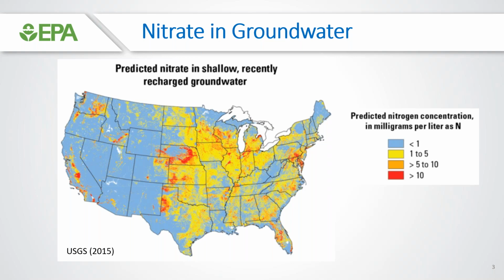So looking at nitrate occurrence, this is a map of predicted groundwater concentrations in shallow, recently recharged groundwaters. And the nitrate in orange is 5 to 10 milligrams per liter, so getting close to the MCL. And then areas in red have concentrations above 10, so above the MCL. And if we look at where that's occurring within the country, it's in the Central Valley of California, Eastern Washington, all through the Great Plains, some in the Midwest, like Indiana and Illinois, and then along the East Coast, particularly in the Mid-Atlantic. So nitrate's a concern throughout the country.